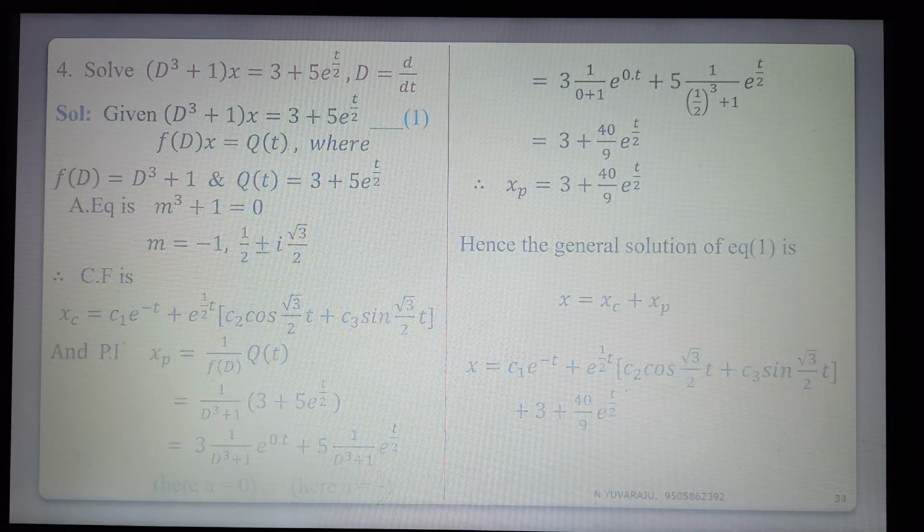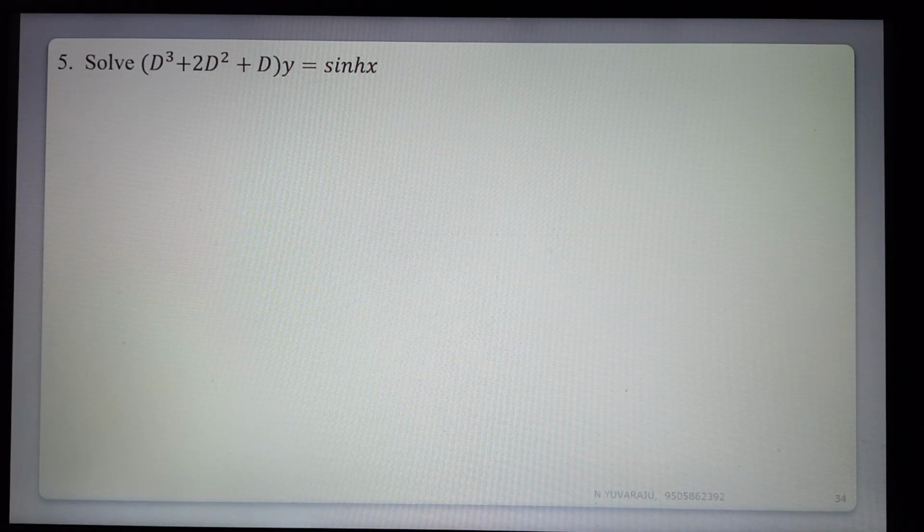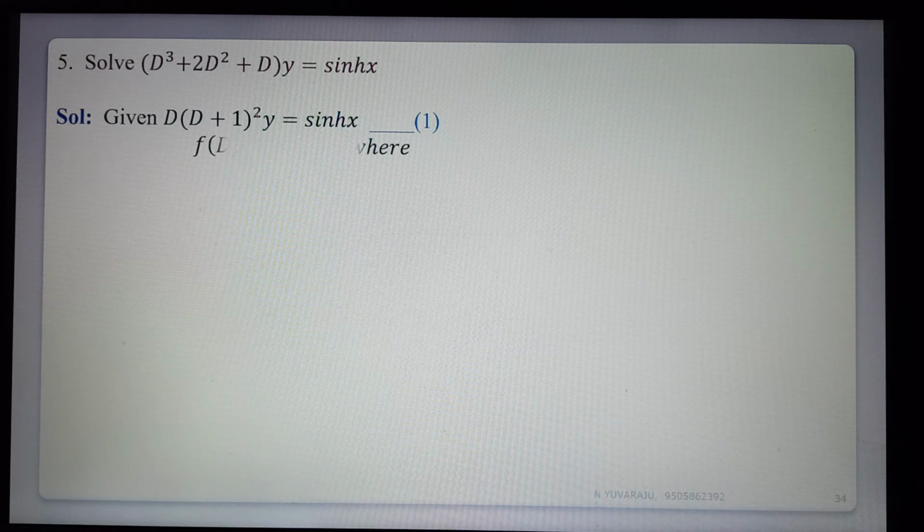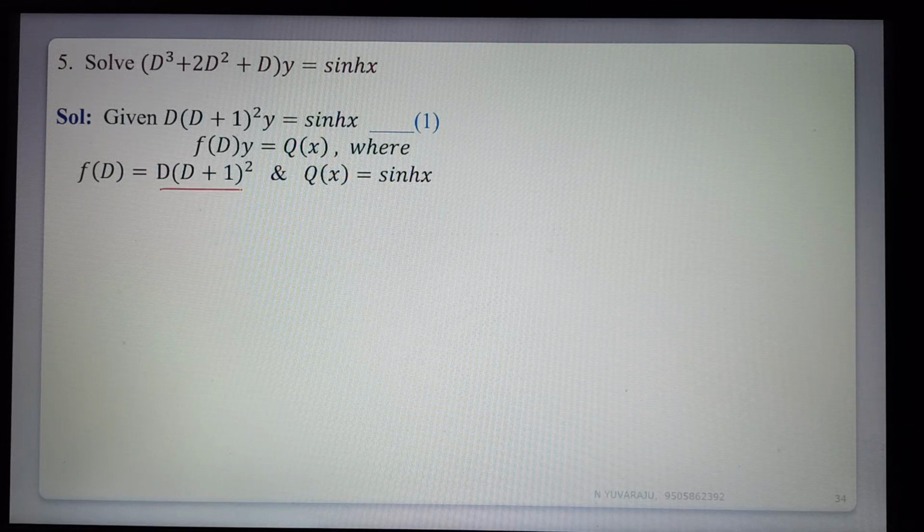Next one. Solve D cube plus 2D square plus D into y is equal to sinh x. So that is the given equation. These are the factors: D into (D plus 1) whole square into y is equal to sinh x, where f of D into y is equal to Q of x. This is f of D, and this is Q of x is equal to sinh x.